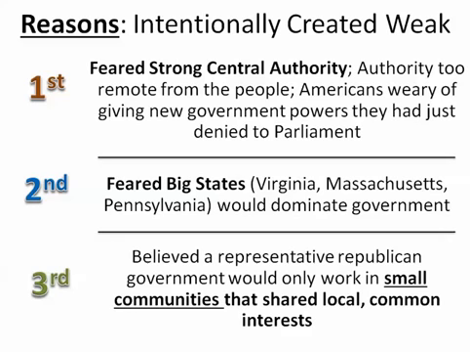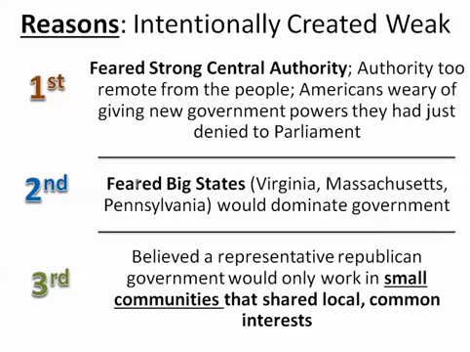So why did the states intentionally create a weak confederal government under the Articles of Confederation? We see three reasons. They feared a strong central government, like Great Britain. King George III in Parliament had authority over them too remote from the people. It was 3,000 miles away. And the Americans were wary of giving the new government created by the Articles of Confederation powers they had just denied to Parliament. So they're going to remove a lot of powers that the unitary system had, and make sure that it doesn't have it in the Articles.